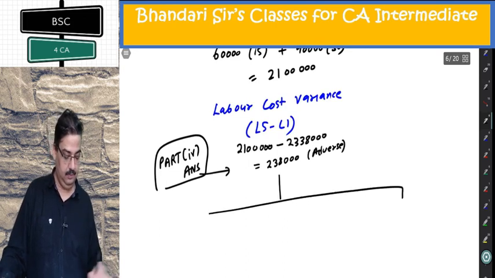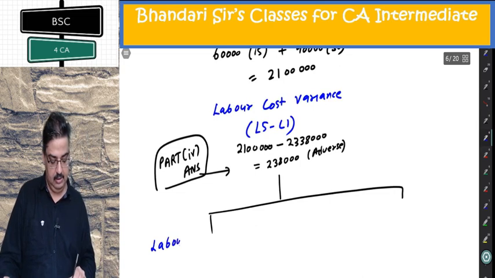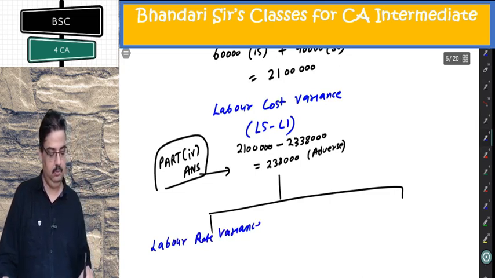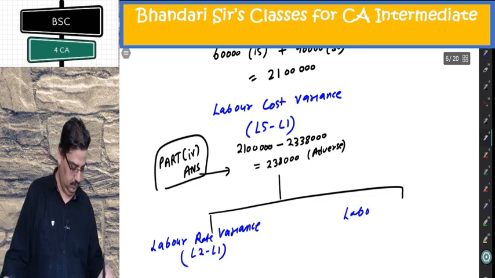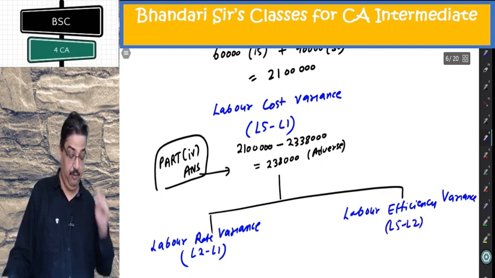Under this, you are having labor rate variance, L2 minus L1, and labor efficiency variance, L5 minus L2.